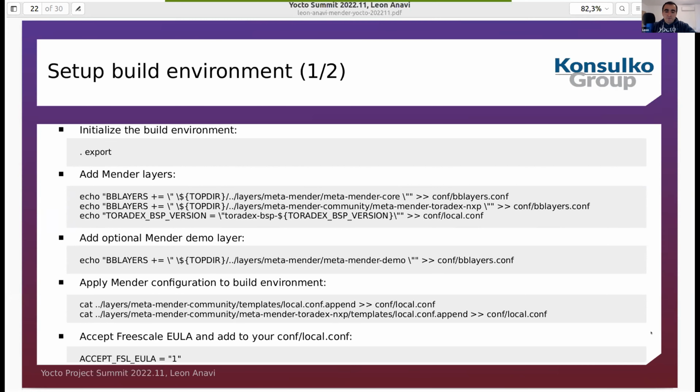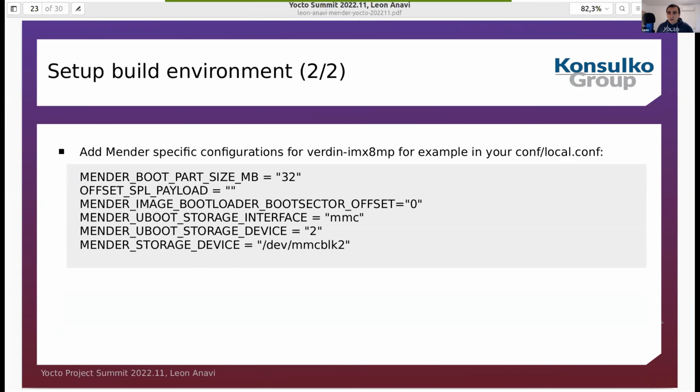If you have used i.MX 6 or i.MX 8 devices with the Yocto project and Open Embedded, you know that to use all the hardware features, you need to accept the Freescale end user agreement. So this line has to be added to local.conf. And there is something specific that should be configured for the Verdin i.MX 8M+. These are Mender-specific variables, which are provided through the meta-mender layers.